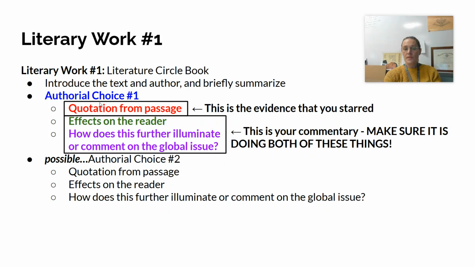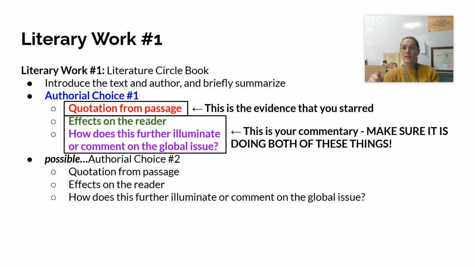Right after that, you're going to choose the either 1 or 2 pieces of evidence that you starred on your chart and introduce your evidence and then type your commentary. Here you just want to make sure that the commentary is doing both of these things: that it is explaining the effects on the reader of whatever authorial choice you name, and then how does it further illuminate or comment on the global issue? How is it about the global issue that you're talking about?